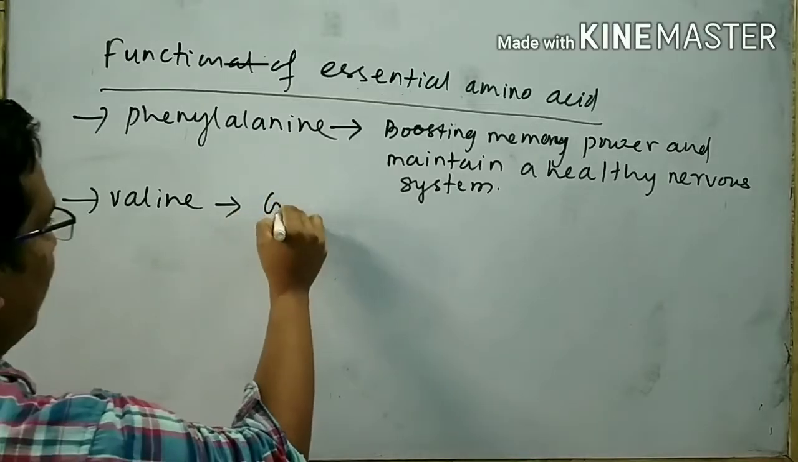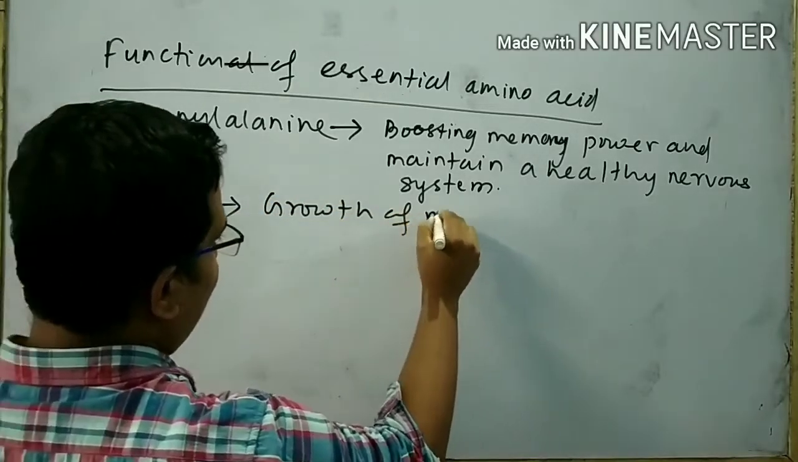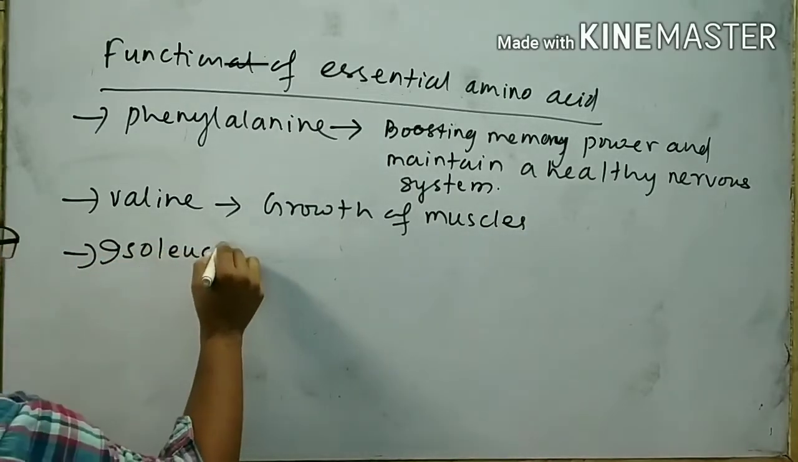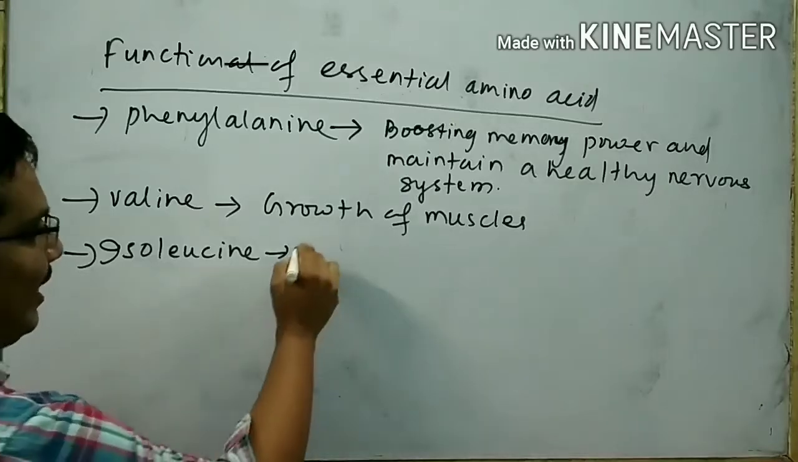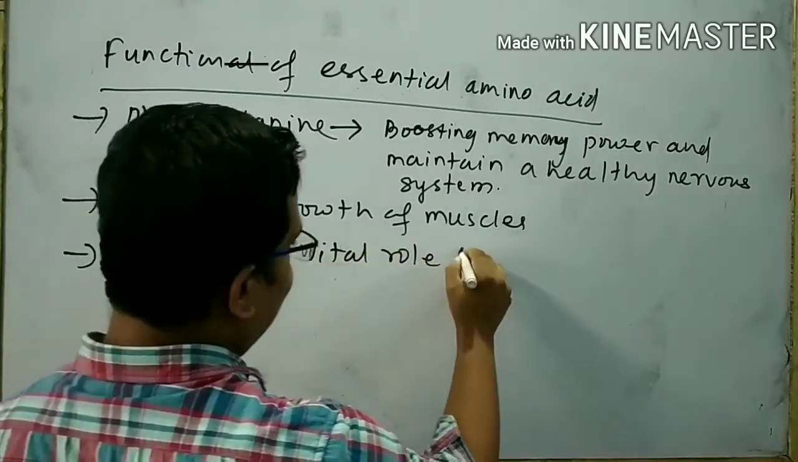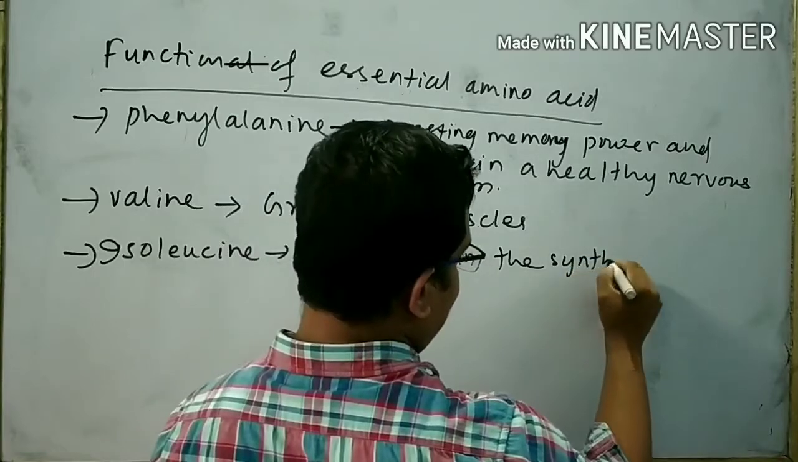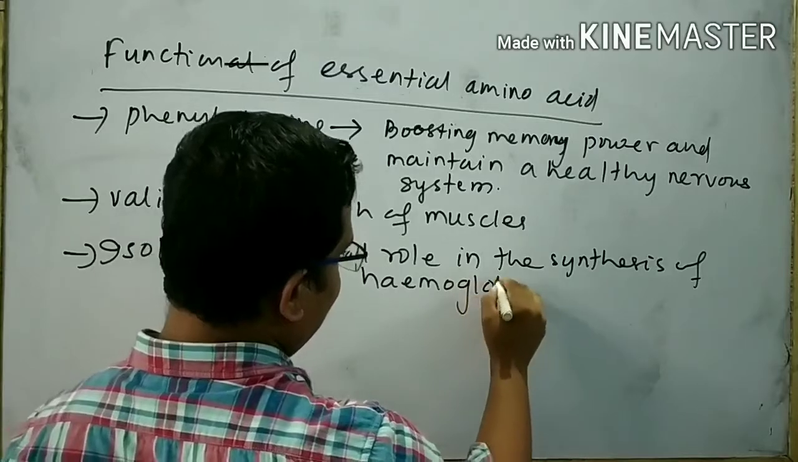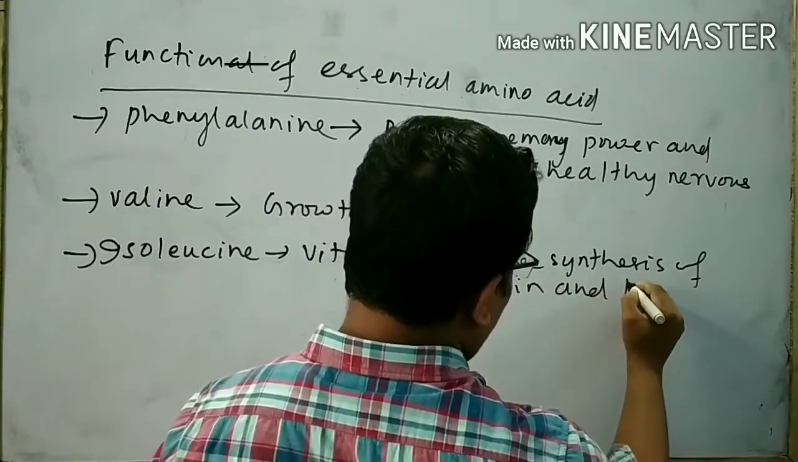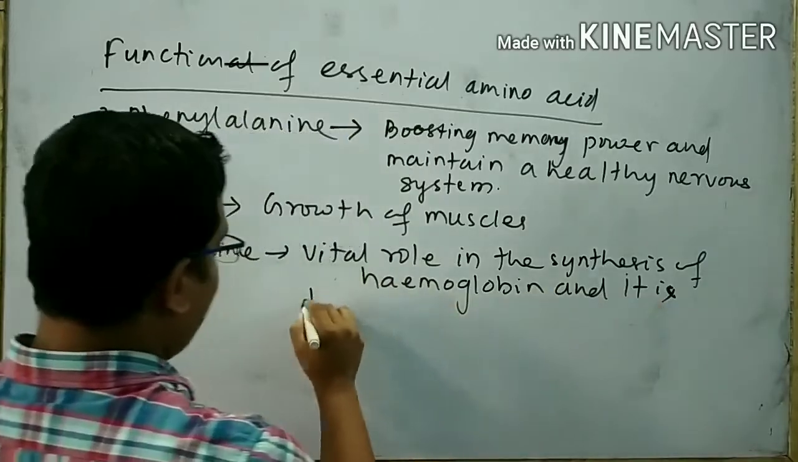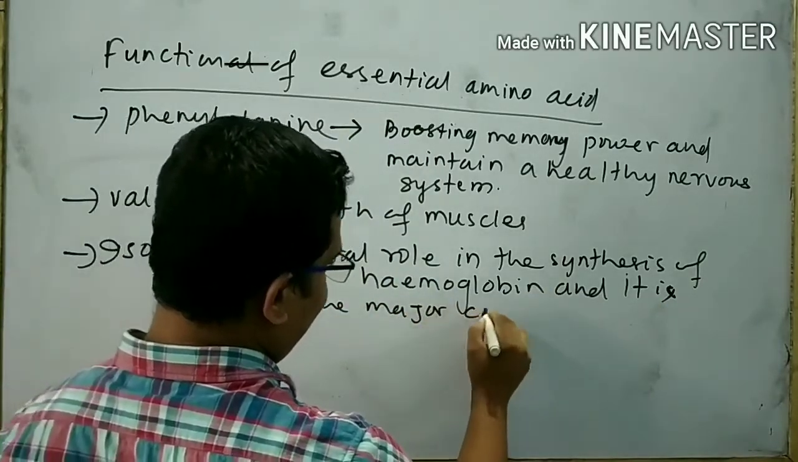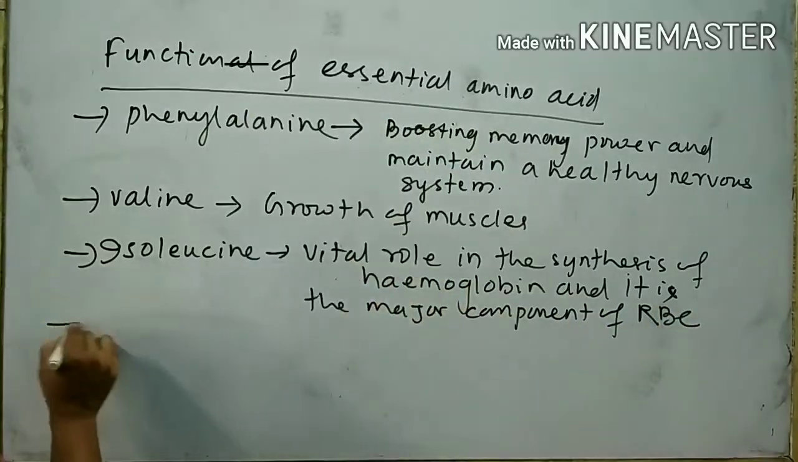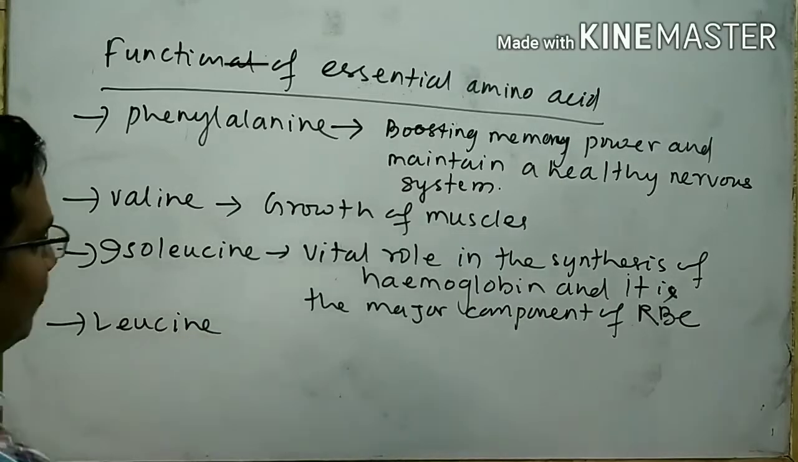Next is your valine. It is responsible for the growth of muscles. Next is your isoleucine. It plays a vital role in the synthesis of hemoglobin, and it is the major component of RBC.